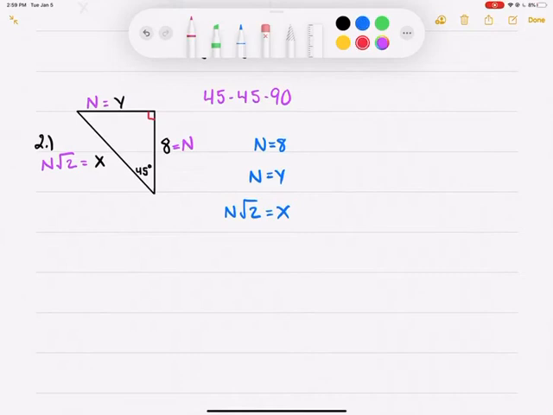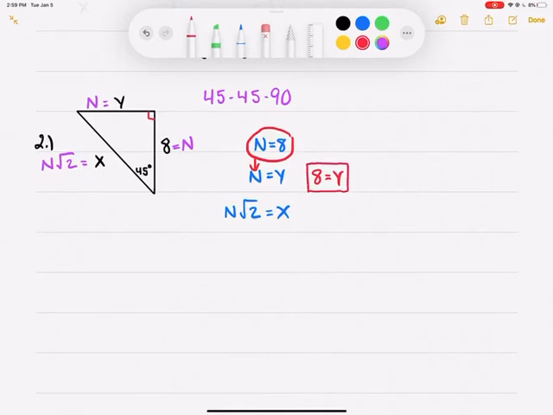So what I'm trying to do is obviously solve for the missing legs, which would be x and y, pardon me. This is pretty simple. Obviously, I know that n is equal to 8, so I can take that and plug that in there, and I find that 8 also equals y, or y equals 8, however you want to look at it.